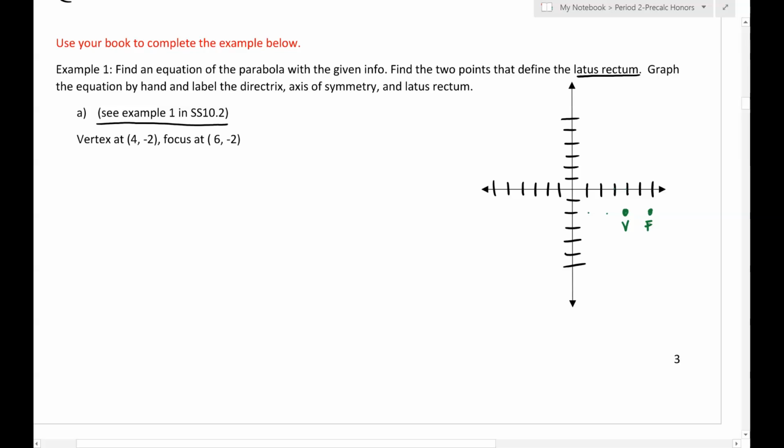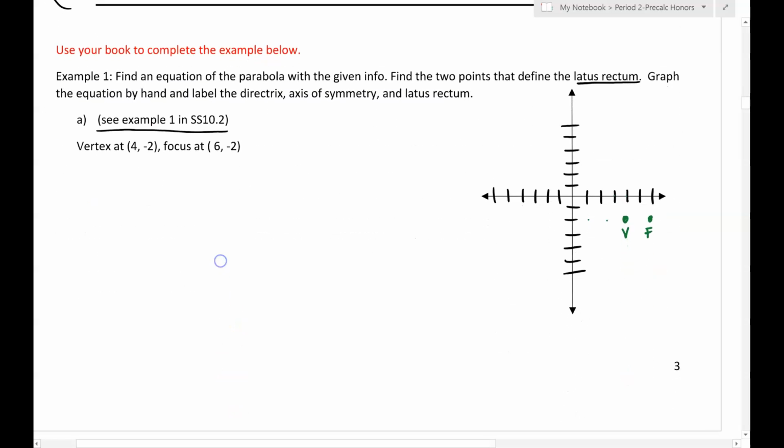Okay, and remember, if you already copied down the definition of all of these vocabulary up here, then you should know the focus is always inside of the graph, meaning that because the focus is on the right side of the vertex, we know this opens to the right. Okay, so we know it opens to the right due to the fact that the focus is on the right side. Now, the focus and the directrix are exactly the same distance from the vertex.